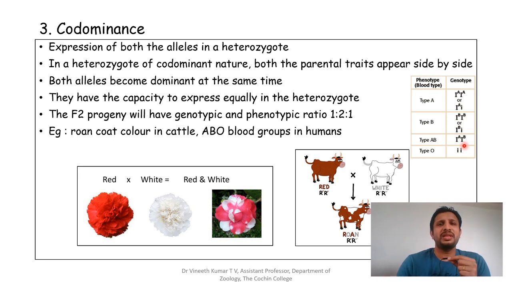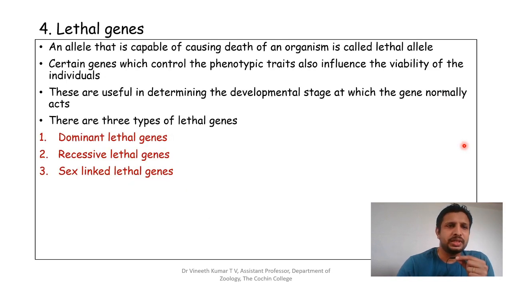Now we were discussing the variations in dominance, and we are moving on to the last variation in dominance, which is lethal genes. Coming to lethal genes, an allele capable of causing death of an organism is called a lethal gene. From the name itself, it's evident. Lethal means something which causes death. So an allele or a gene which is capable of causing death is usually referred to as a lethal allele or a lethal gene.